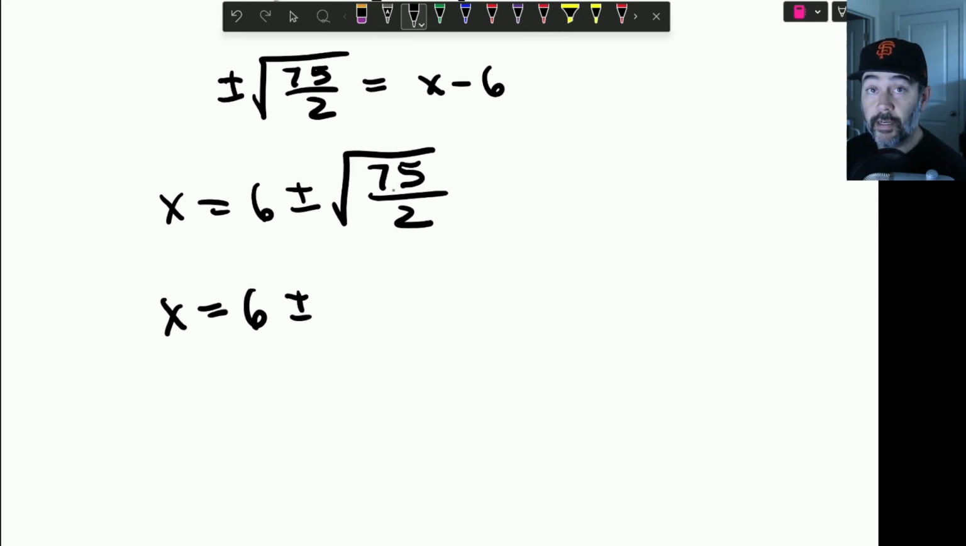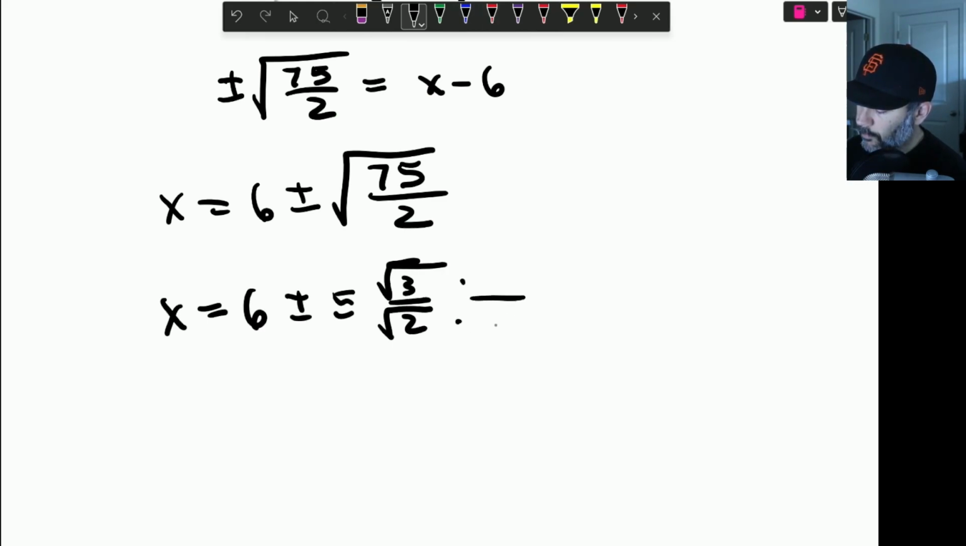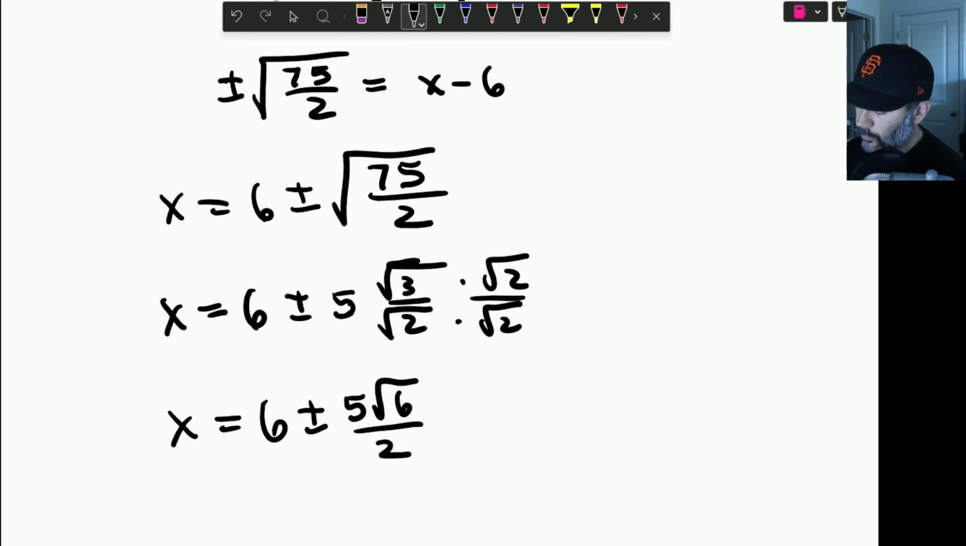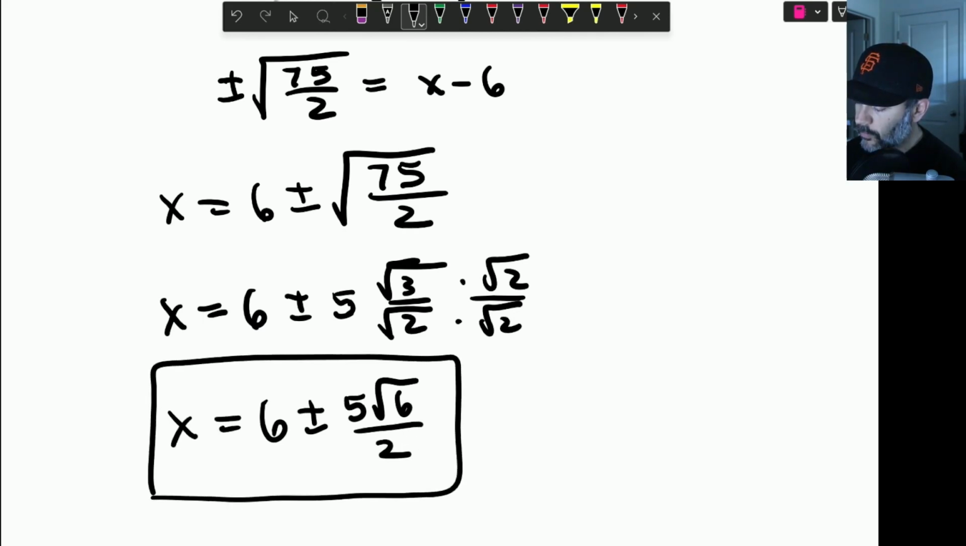Now, the factor of 25 is in 75, so a 5 is going to come out. 5 square root of 3 over 2. But I can also write that as square root of 3 over square root of 2. Multiply top and bottom by the square root of 2 to rationalize the denominator. 6 plus or minus, sorry, that's a 5. 5 root 6 over 2. All right, those are my 2 solutions.